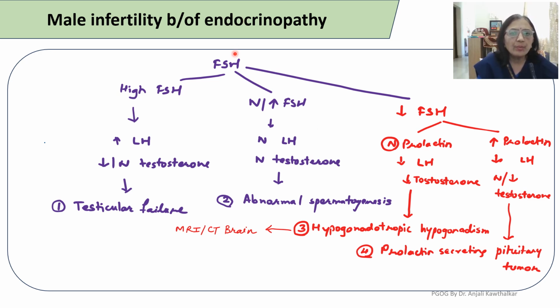So in endocrinopathy, these are the four main conditions where there can be an endocrinopathy leading to male infertility: problem in testis, problem in spermatogenesis, hypothalamo-pituitary problem, which is seen in only 1 to 2%, and hyperprolactinemia can also lead to infertility.